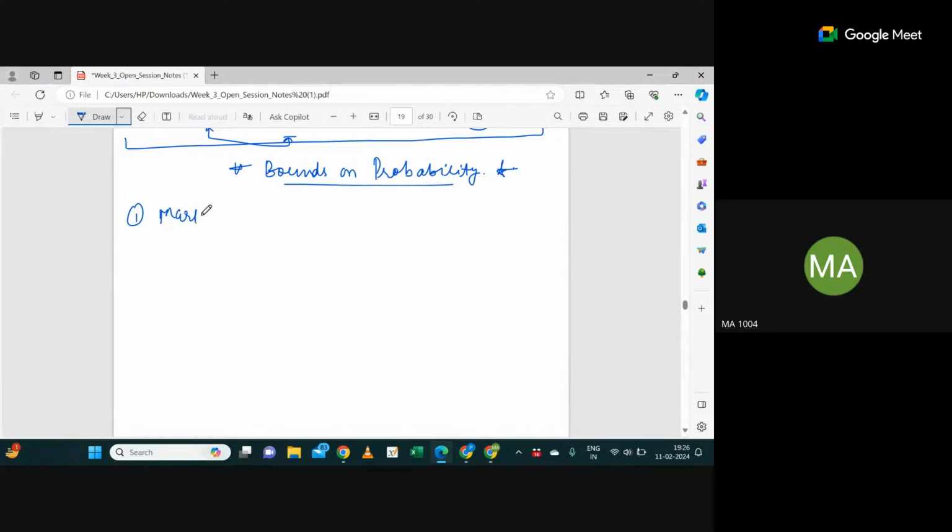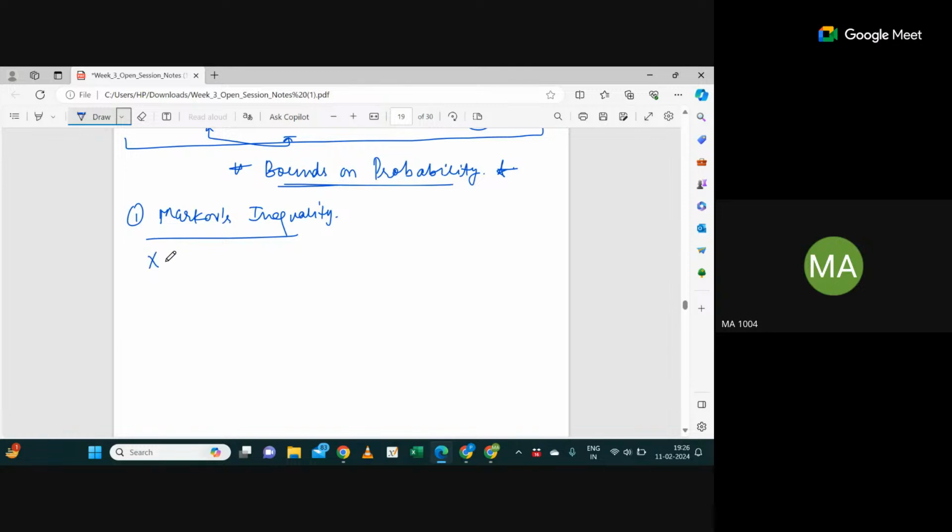Before going to that, let me define this. First one is Markov inequality. By the nomenclature, if you say it's a bound on probability, we are interested to know what can be the upper bound and what can be the lower bound for that probability. But why are we interested in the bounds, and not the exact probability? Let me tell you. First, let me define this Markov inequality.